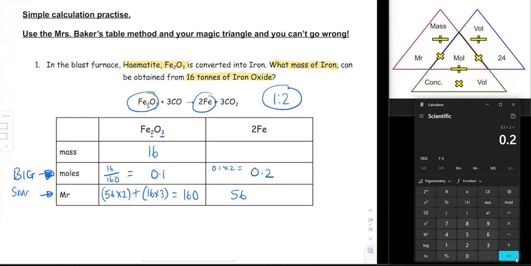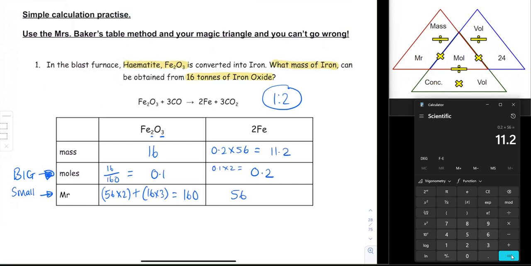So it's the small or subscript numbers in this one here, just like we did 56 times 2 because we had 2 lots of iron here. But we don't have 2 lots of iron here, we just have 1 iron. So it's 0.2 times 56 that will give me my mass. So I've already got it on my calculator. I just times by 56. That will give me 11.2 tons.